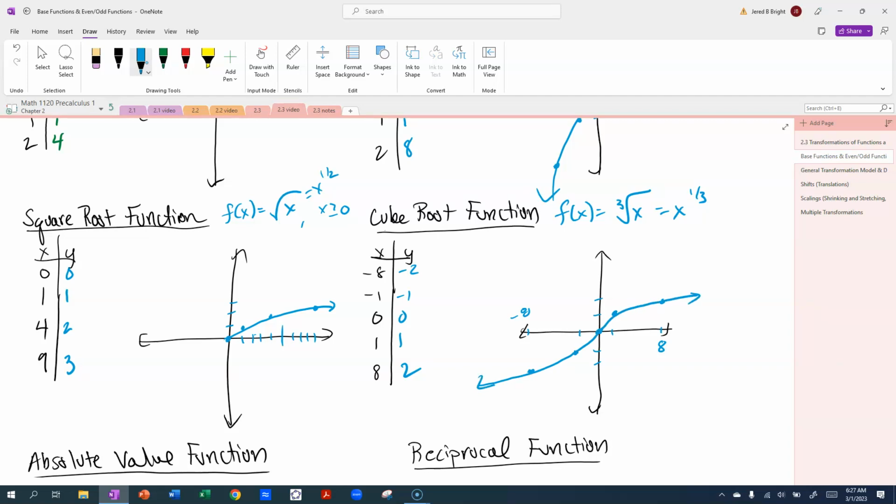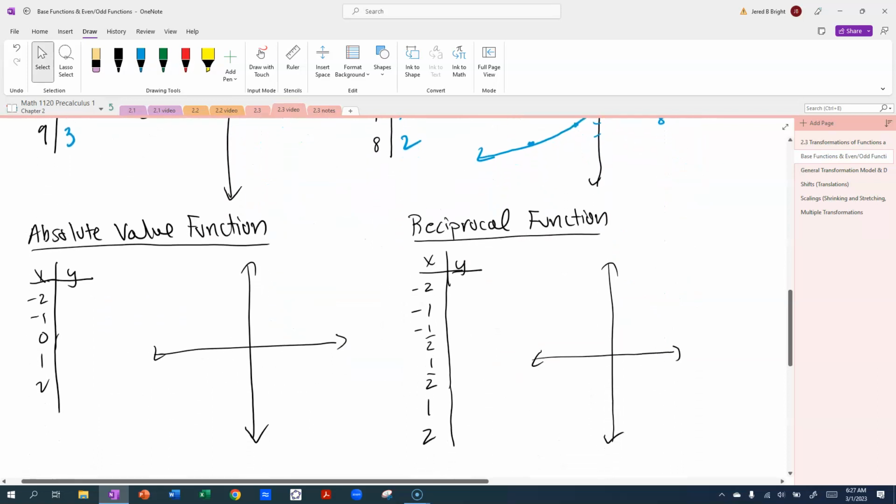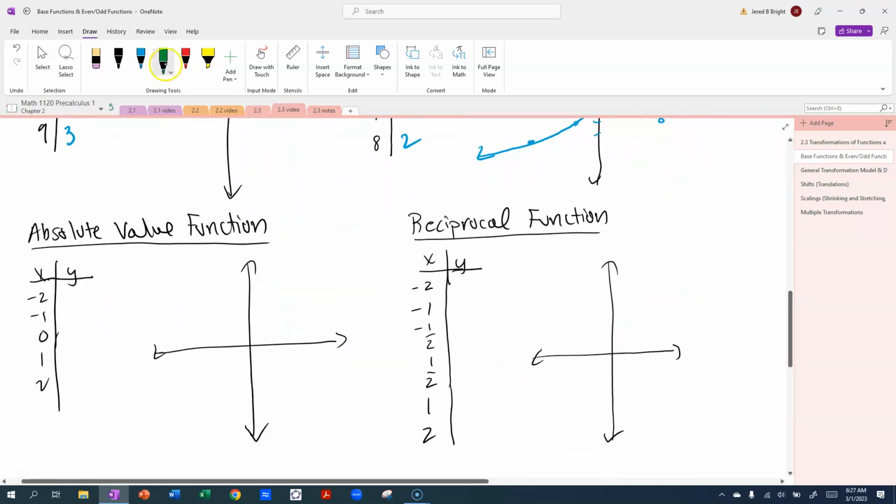The last two that we need to know are the absolute value function and the reciprocal function. Absolute value looks like just f of x equals absolute value of x.